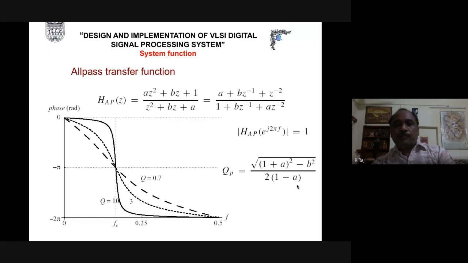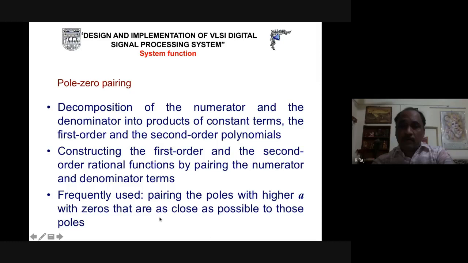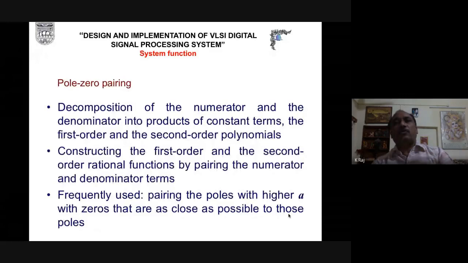Now, pole zero pairing. In a similar fashion, the decomposition of the numerator and the denominator into products of constant terms, first order and second order polynomials, and then constructing the first order and second order rational functions by pairing the numerator and the denominator terms. And frequently, as we have discussed in the S plane, the poles with higher Q are paired with zeros that are as close as possible to those poles. For which purpose? For the same purpose which we have discussed, that is maximum dynamic range, maximum signal to noise ratio, and to reduce the sensitivity towards the deviation or variation of the coefficients.